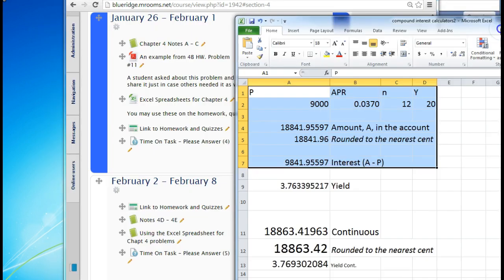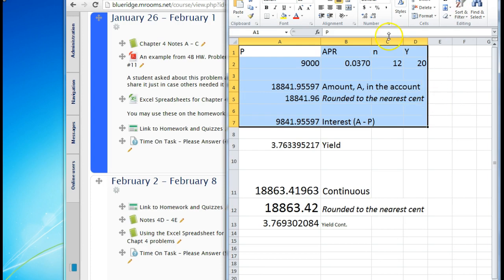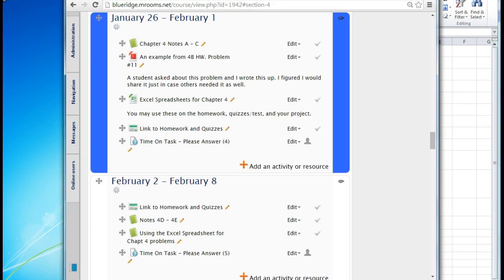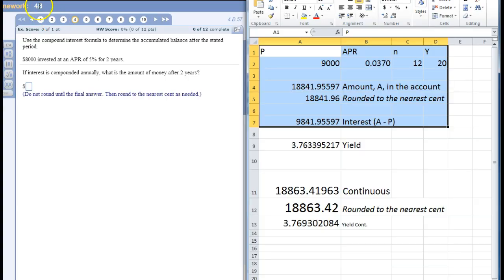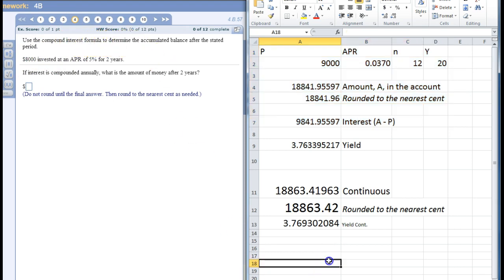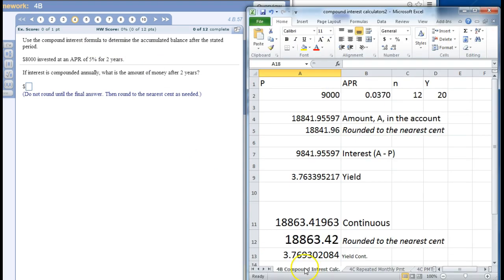Actually, it's easiest to use if you can do the split screen. So here's a problem from 4B. This is problem number 4, and it tells us to use the compound interest formula. If you look on this folder down here, we're in the compound interest calculator, and that's one of the sheets, and it even says 4B there, so you know that it's 4B.